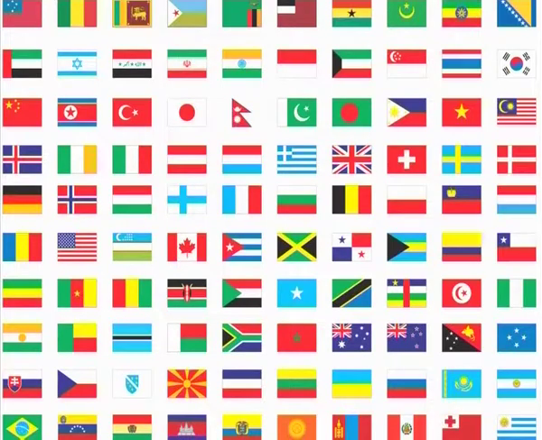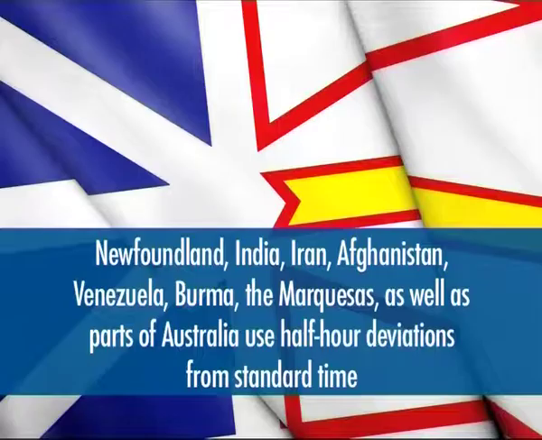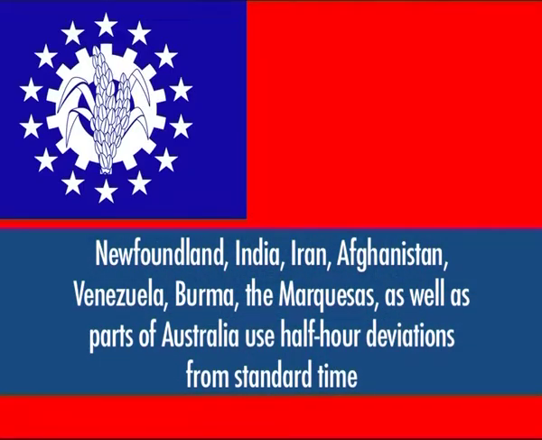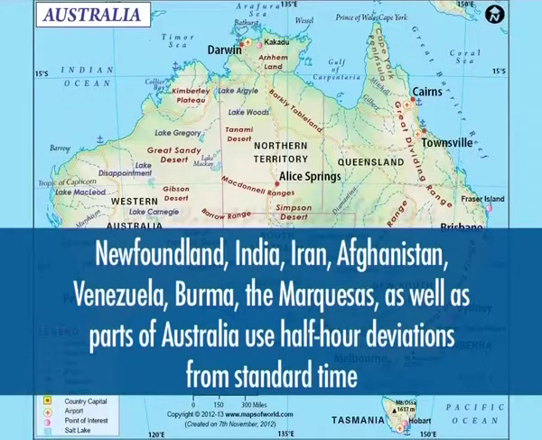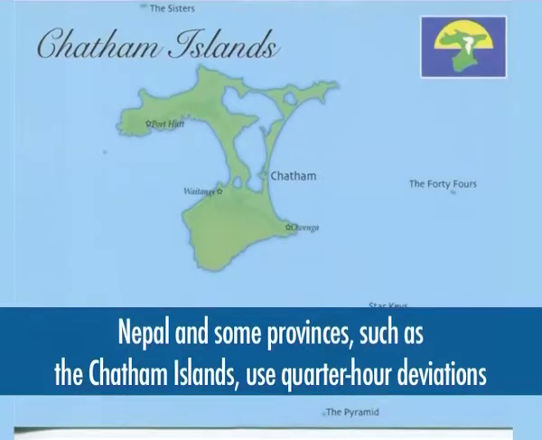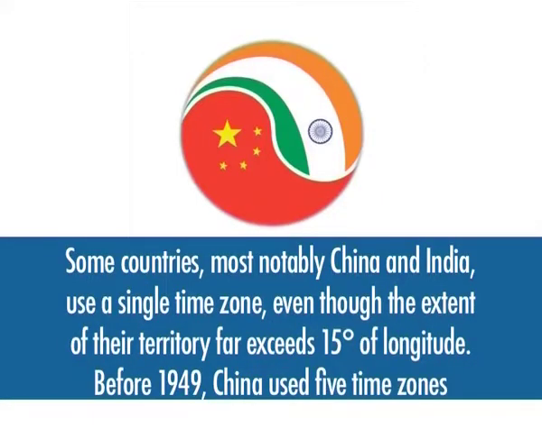Today, all nations use standard time zones for secular purposes, but they do not all apply the concept as originally conceived by Sir Fleming. Newfoundland, India, Iran, Afghanistan, Venezuela, Burma, the Marquesas, as well as parts of Australia use half-hour deviations from standard time, and some nations such as Nepal and some provinces such as the Chatham Islands use quarter-hour deviations. Some countries, most notably China and India, use a single time zone, even though the extent of their territory far exceeds 15 degrees of longitude.